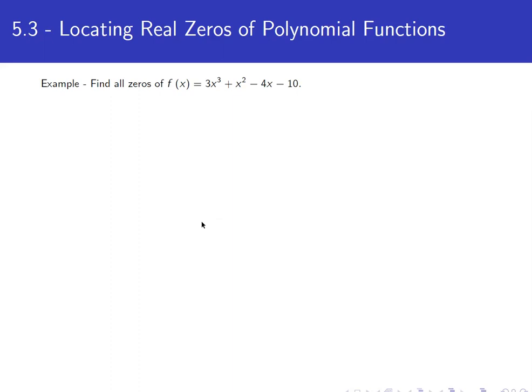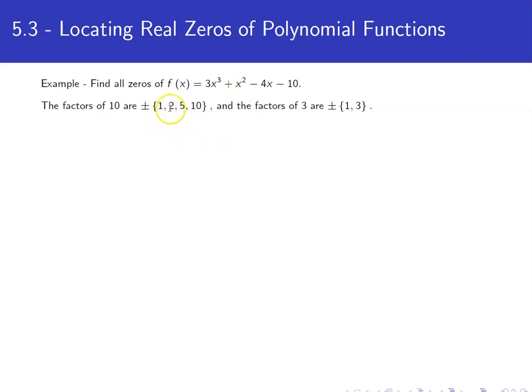Alright, so let's see if we can put this rational root theorem into practice to solve a problem. Let's say we're being asked to find all the zeros of the polynomial f of x equals 3x cubed plus x squared minus 4x minus 10. The first step will be to find the factors of your constant and the factors of the leading coefficient.